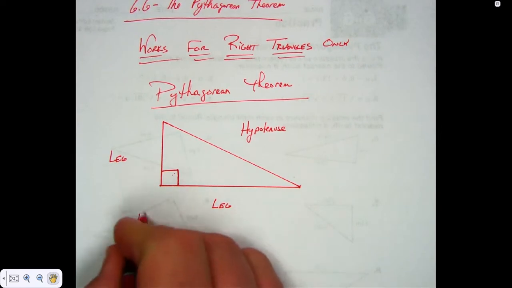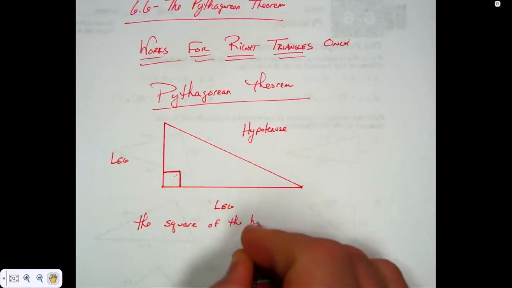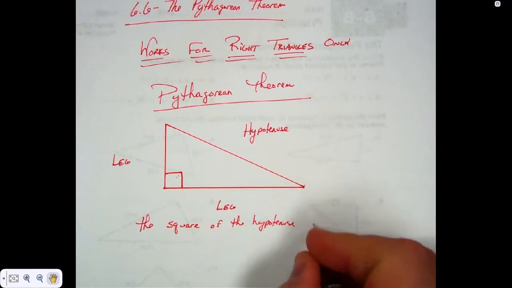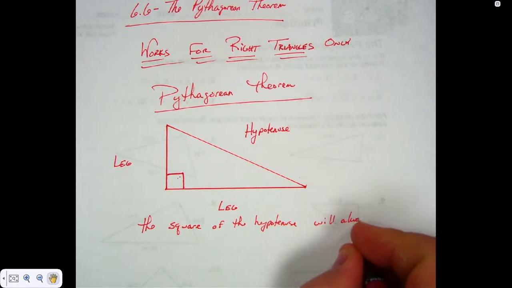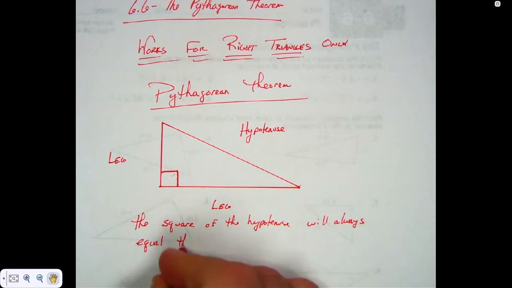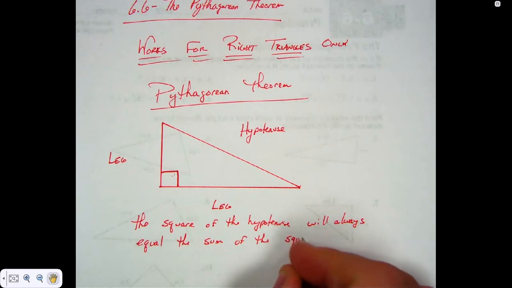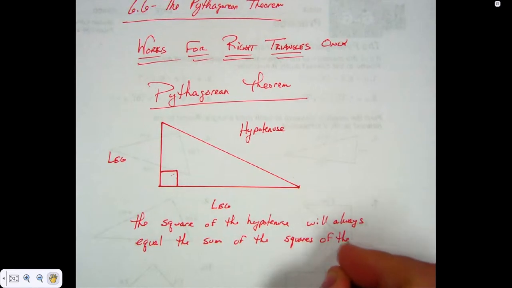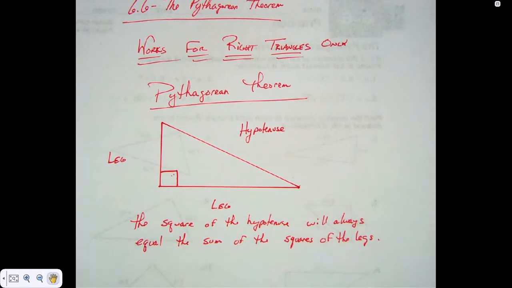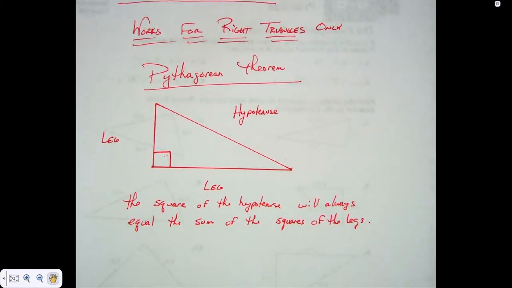The Pythagorean theorem basically says the square of the hypotenuse will always equal the sum of the squares of the legs. There's a whole class based on this basic right triangle. It's called trigonometry, and a lot of it starts with the Pythagorean theorem.